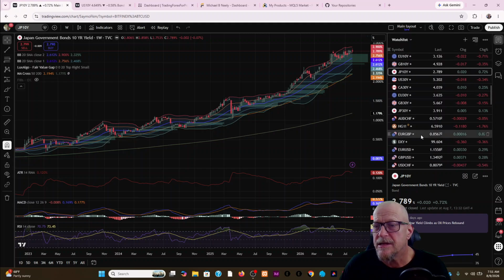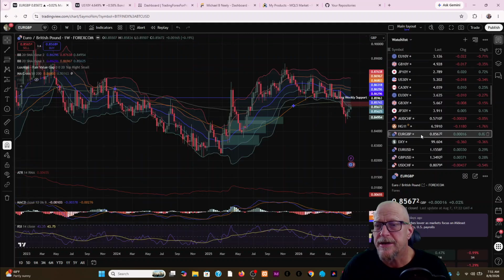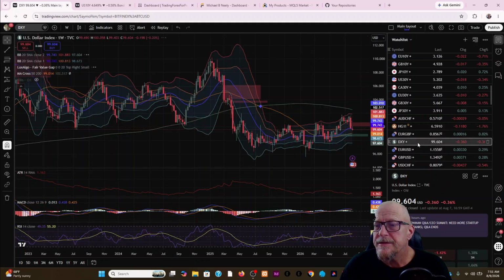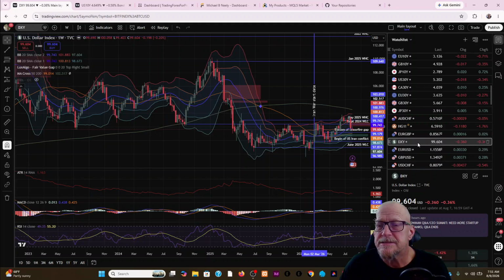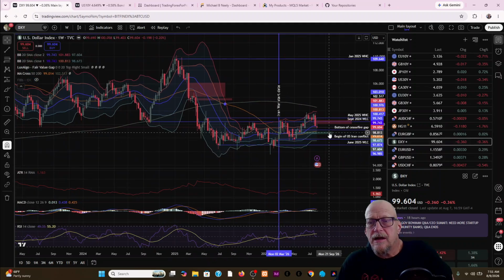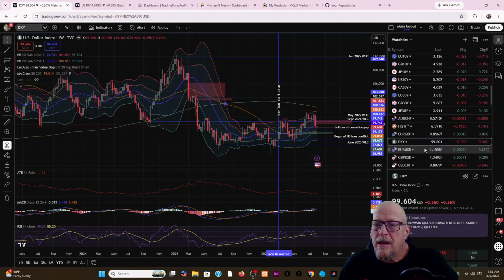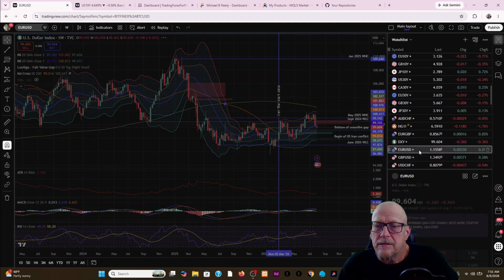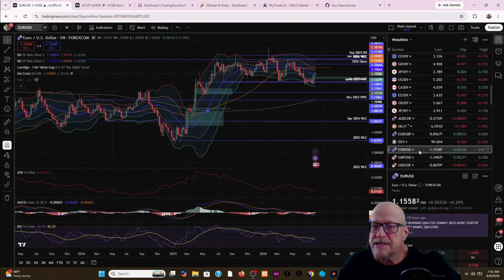What's next is the euro versus the Great British Pound. Looks like the euro is making some gains on the pound, but it's running into some resistance at 85.6. See if that can continue. DXY 99.6. Look at all these lines I got on that. Hard to see what's going on here. 99.6, and it is just kind of hanging out. Not really seeing any direction over the last week.